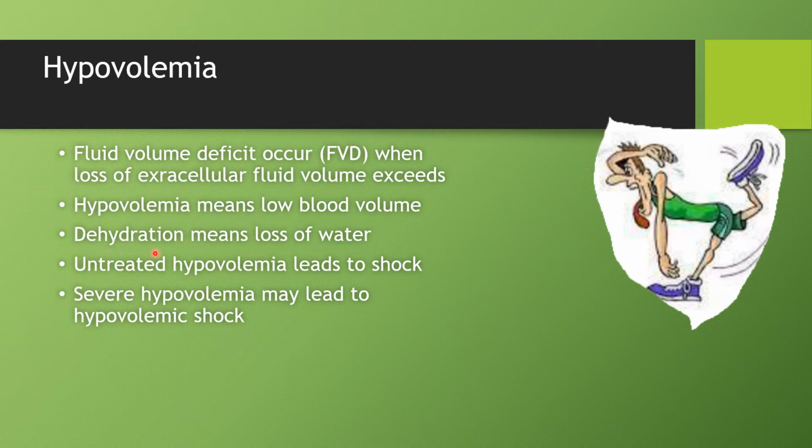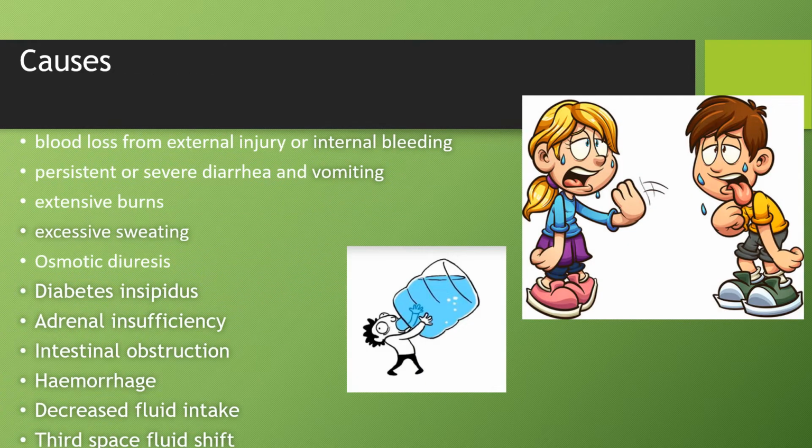The next one is dehydration. Dehydration means loss of water; conditions like diarrhea we can call dehydration. Untreated hypovolemia leads to shock. If we do not treat this hypovolemic condition, it leads to shock. Severe hypovolemia may lead to hypovolemic shock. Clear? So what is the cause of hypovolemia?